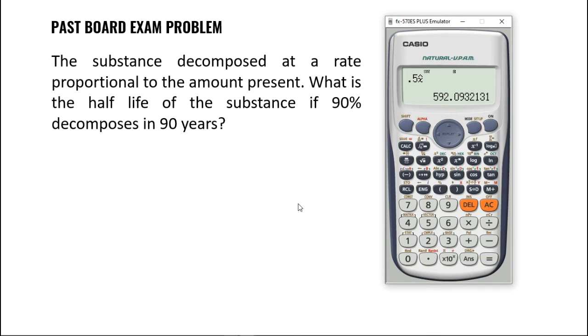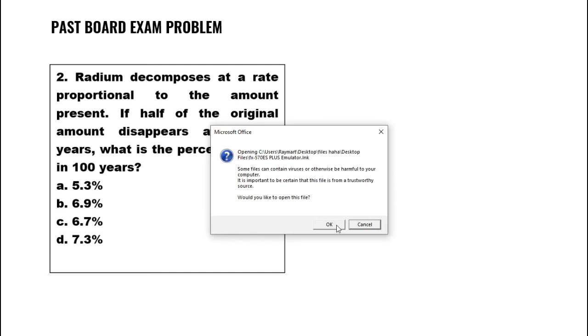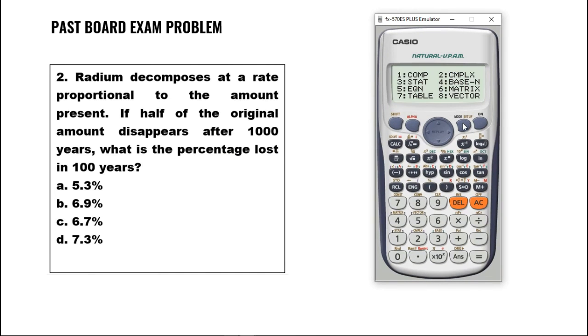So let's proceed, guys, to our next problem. Same approach: radium decomposes at a rate proportional to the amount present. If half of the original amount disappears after 1,000 years, what is the percentage loss in 100 years? Let's proceed to our calculator. Mode stat, then exponential.